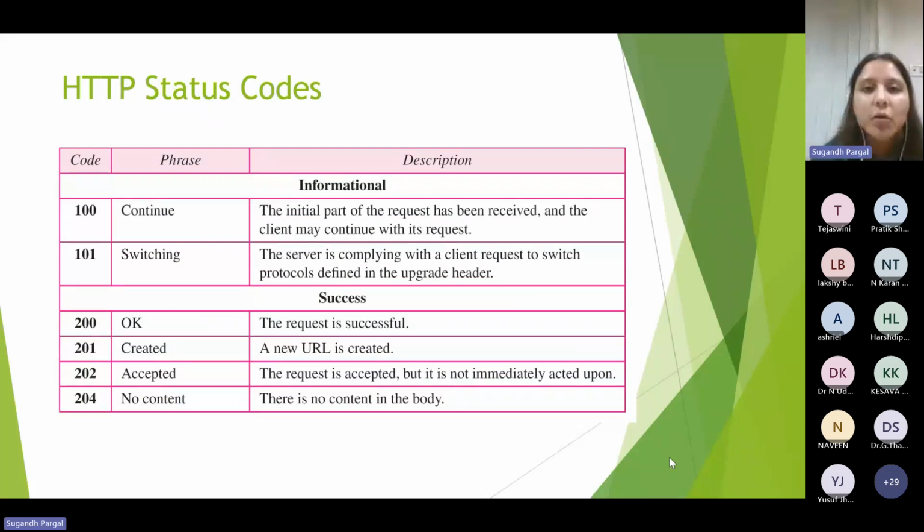There are different status codes which are received as feedback, because as it is a reliable connection, we need to know the status of the communication. So 100 is Continue, meaning the initial part of the request has been received and the client may continue with the request. Then 101 is Switching, meaning the server is complying with the client request to switch protocols defined in an upgrade header. So it wants to switch protocol. For example, currently it is following a TCP protocol, but now it wants to move to a UDP protocol.